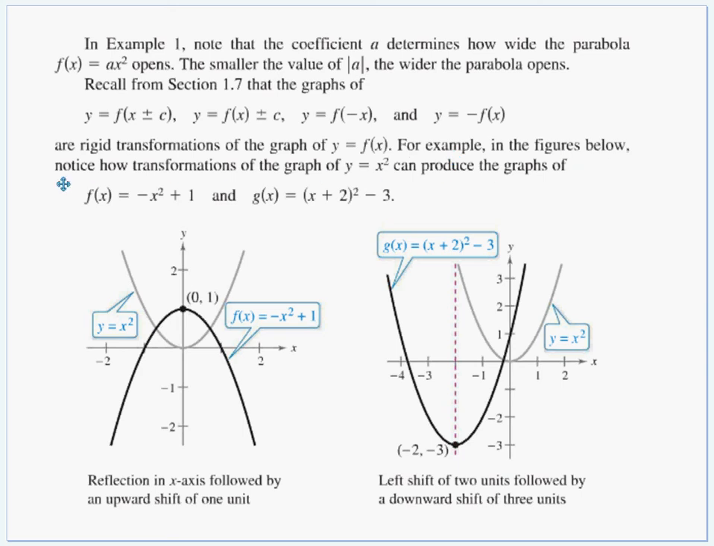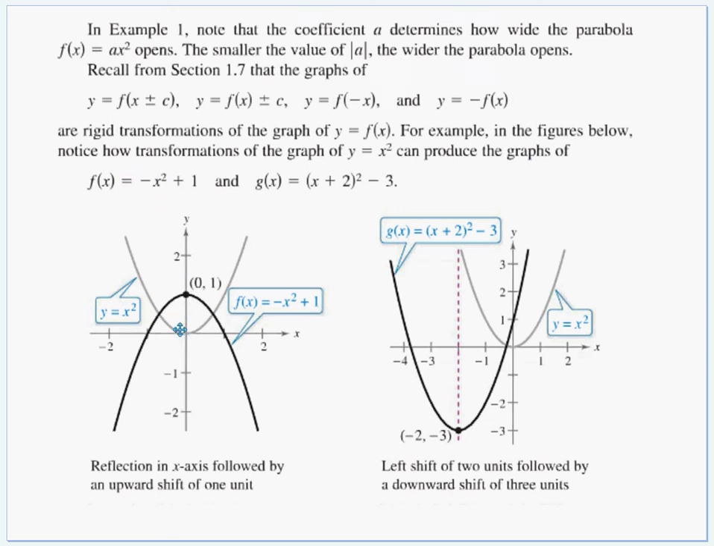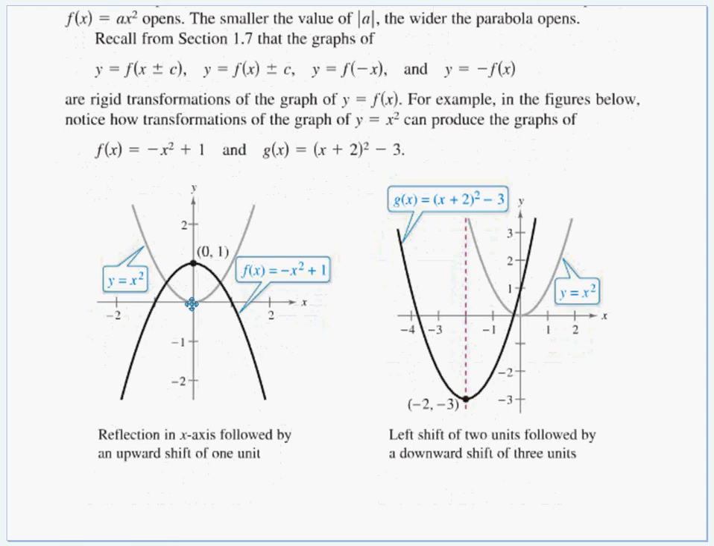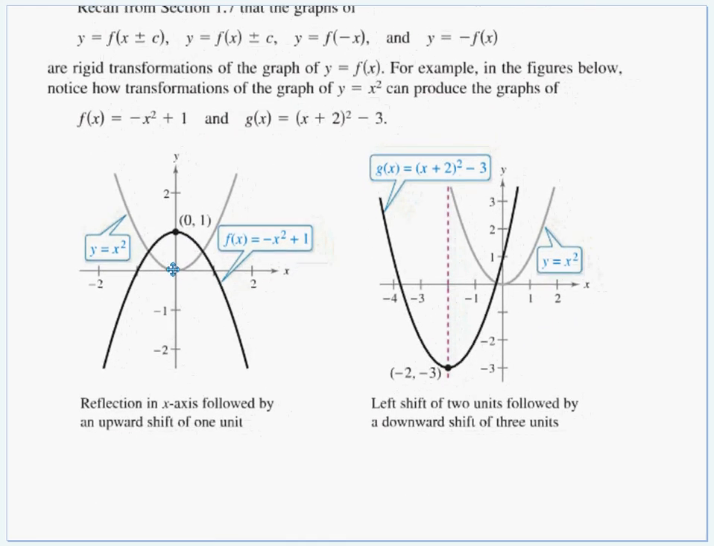For example, in the figures below, notice how the transformation of our graph x squared can produce the graph of negative x squared plus 1. So we want to do those transformations, especially make sure you do them in the right order. Remember the old high school order of operations. Like here, if we look at this one, the light gray graph here is x squared, but we're going to make it negative x squared, and we're going to add 1.